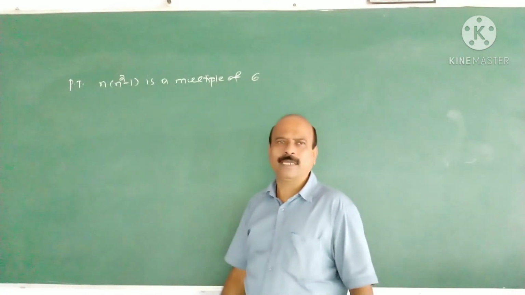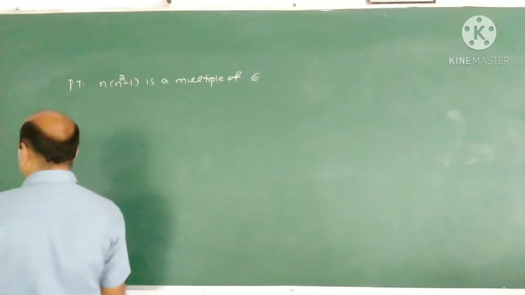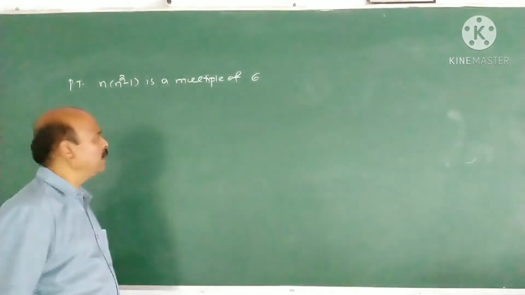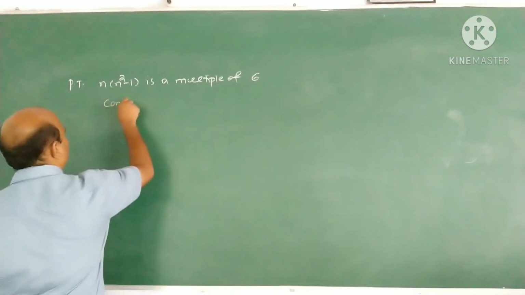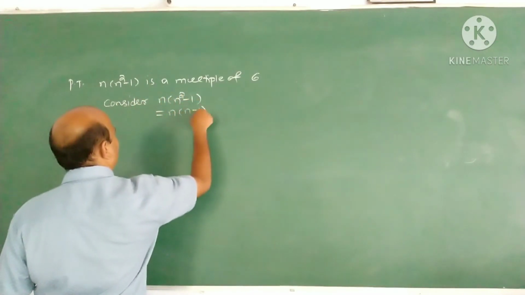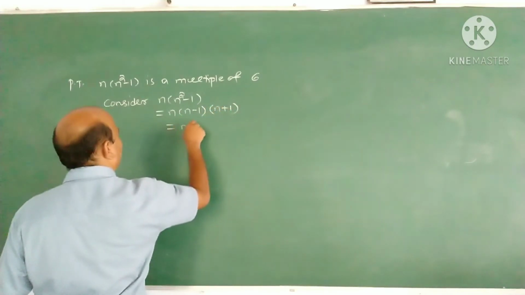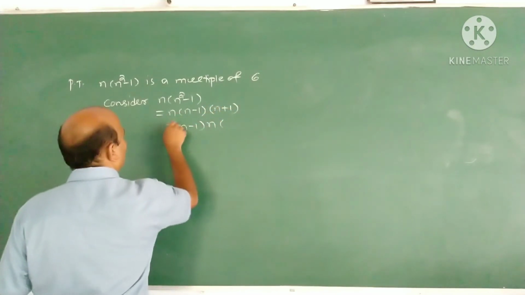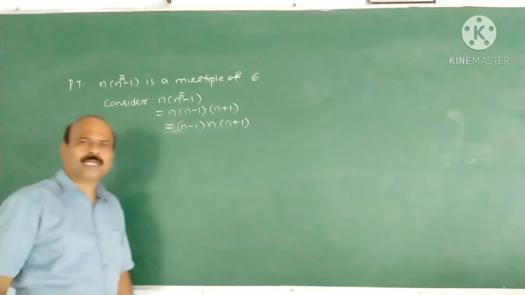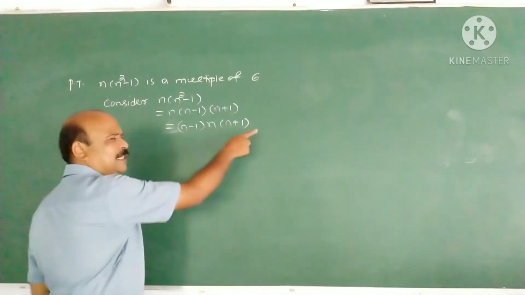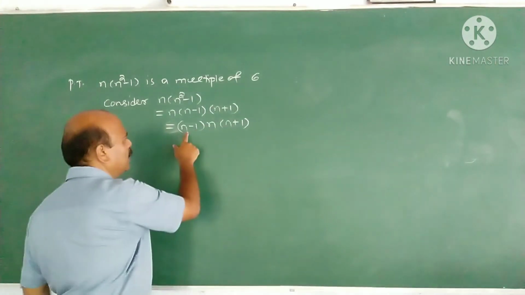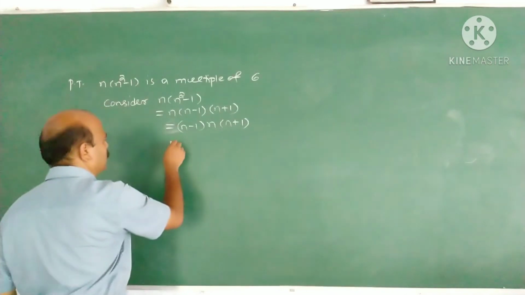We use the previous result. What does the result say? The product of r consecutive integers is divisible by factorial r. Now consider n into n square minus 1. It is n into n minus 1 into n plus 1. Is it a product of consecutive integers, successive integers? n minus 1, next n, next n plus 1. So this is a product of 3 consecutive integers.